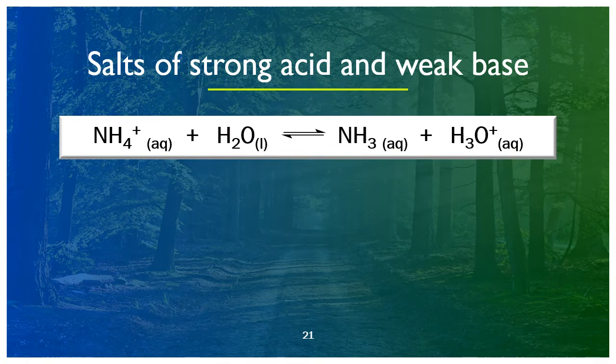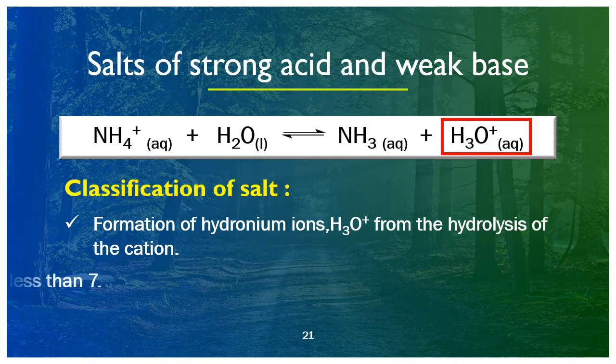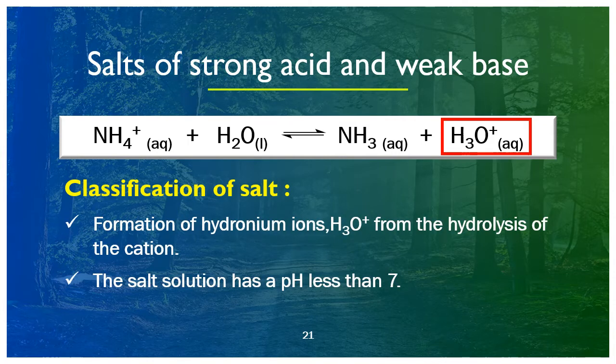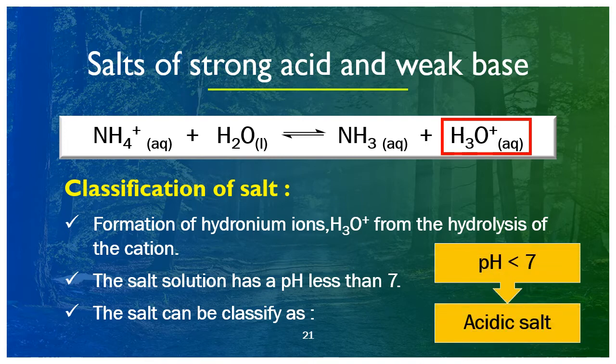From the hydrolysis of the ammonium ion with water, we can identify the presence of H3O+ ions. Thus, this solution is an acidic solution. Therefore, the pH of this solution must be less than 7, and such salts are classified as acidic salts.